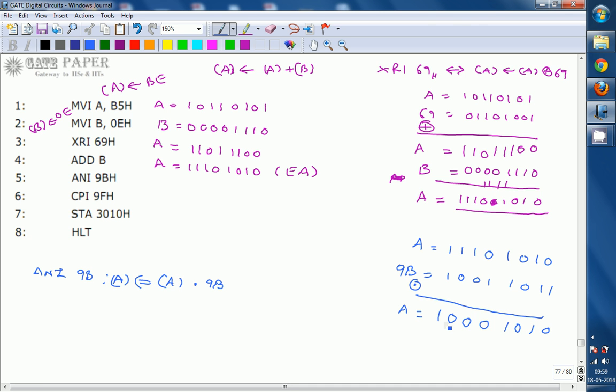The accumulator is going to consist of 8A. So after execution of this AND immediate instruction, the contents will be A equal to 1 0 0 0 1 0 1 0, that is nothing but 8A you will get.